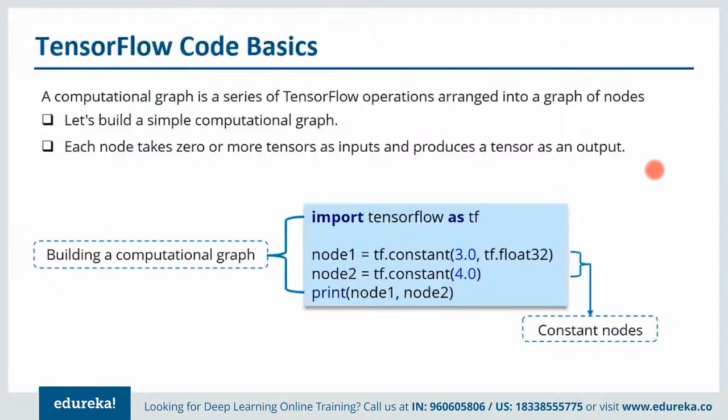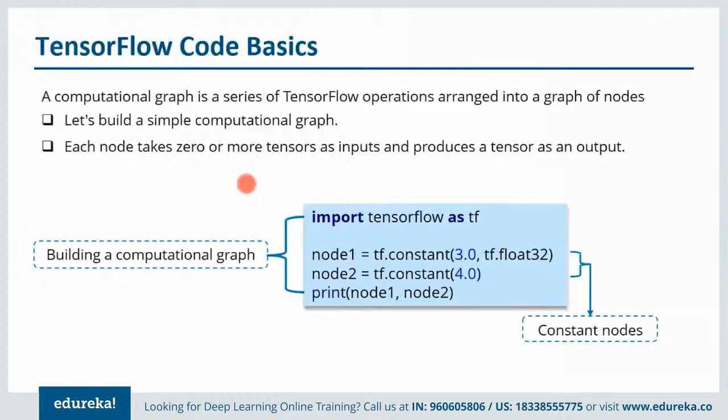Now let me explain it to you with the code in front of your screen. The first thing you do is import the TensorFlow library. Then you define 2 nodes, and these nodes are constants. We call the function tf.constant and provide a value that is 3, and it is a 32-bit float number. Similarly, we define one more node, which is a constant, and it contains the value 4. So these are your constant nodes. This is basically what a computational graph is.